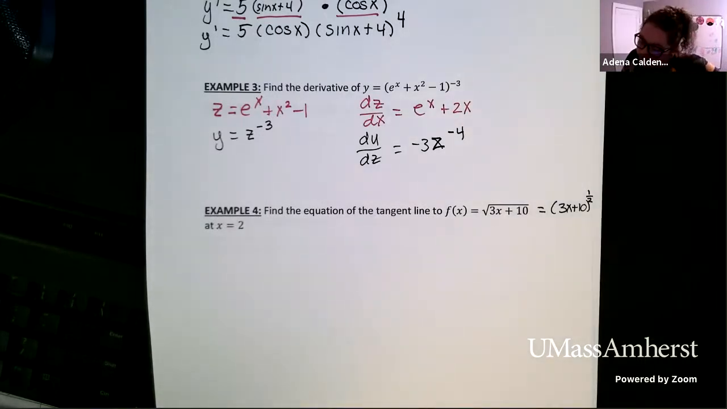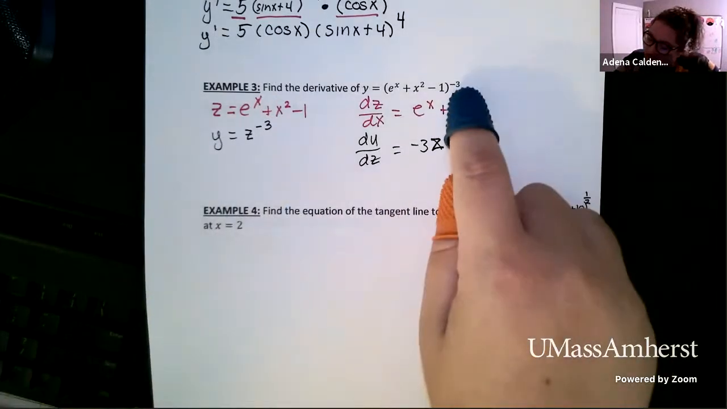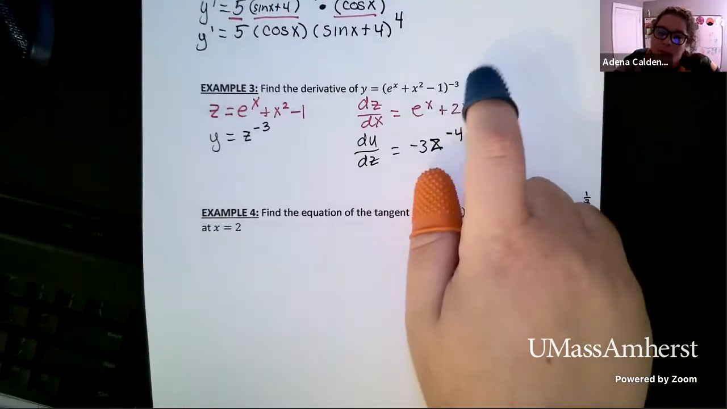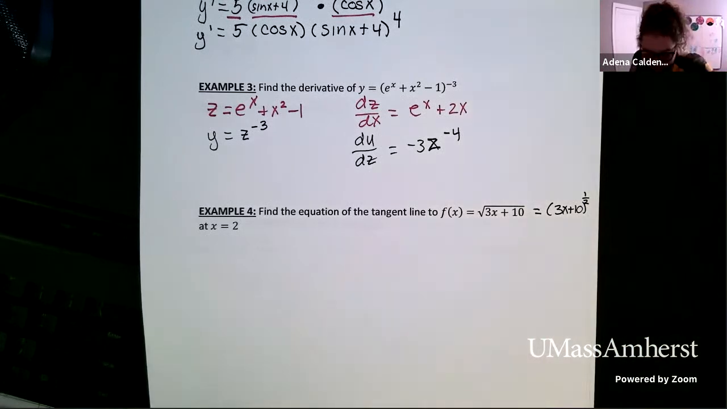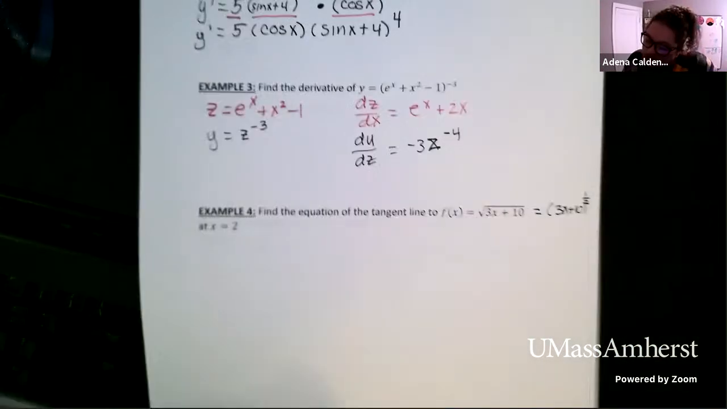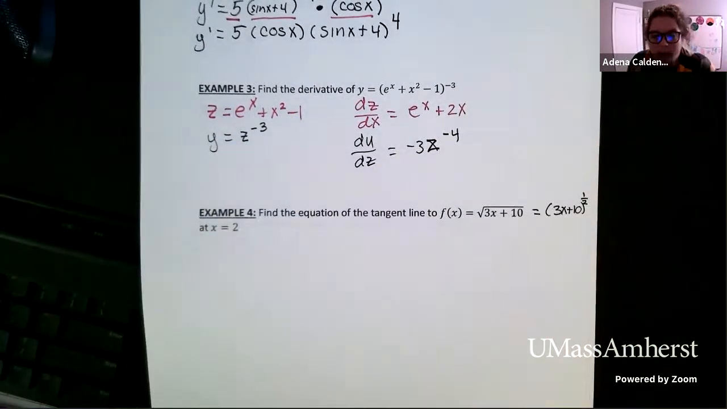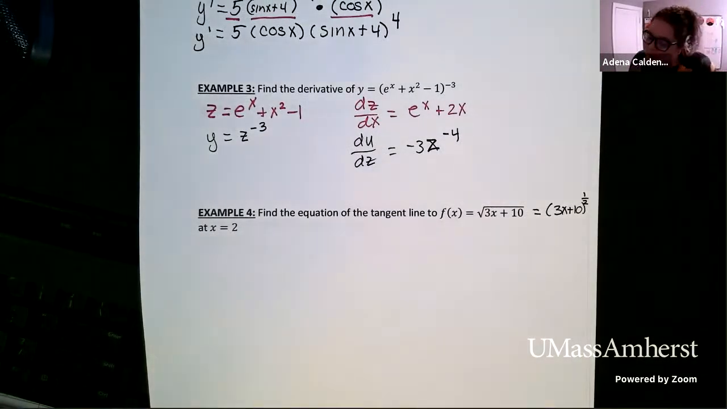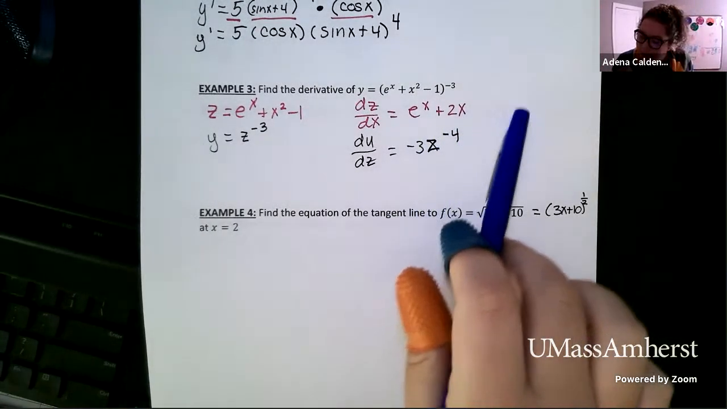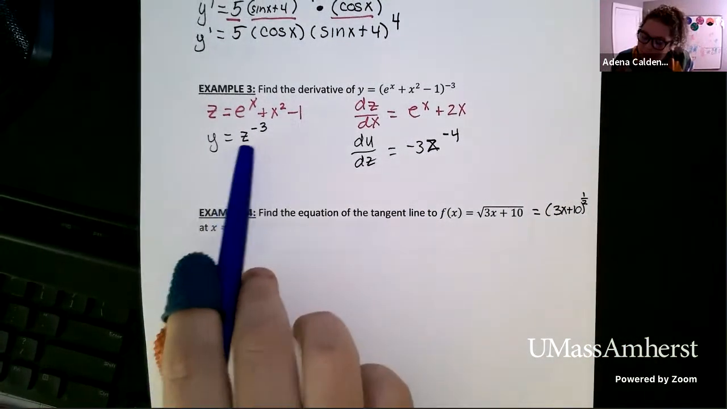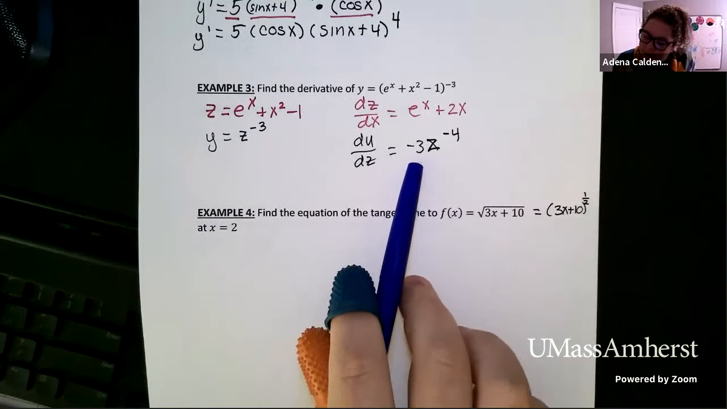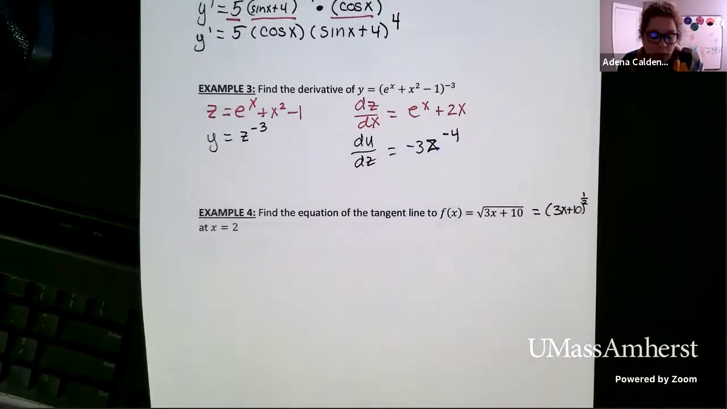And then we rewrite our function y as z to the negative 3. So z to whatever this power is, which here was negative 3. Then we need to find each of their respective derivatives. So here, because we're separated by addition and subtraction, we go term by term. So we get e to the x plus 2x, and then we would have a 0 over here. And then the derivative of z to the negative 3 is negative 3z to the negative 4.